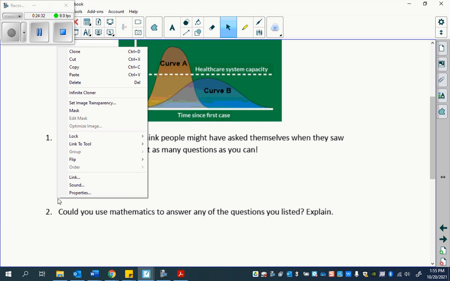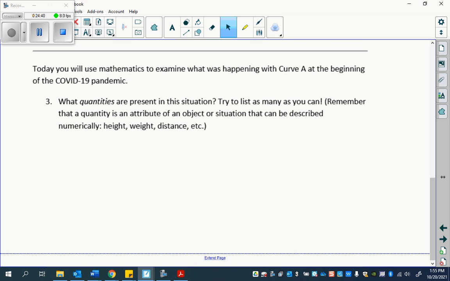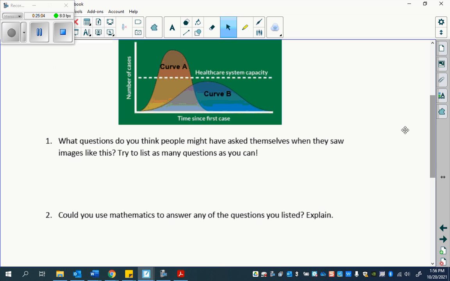Okay. So our next conversation comes from, we're going to use mathematics today to explain what was happening with curve A at the beginning of the COVID-19 pandemic. So let's go back up and look at curve A. What quantities are present in this situation? Try to list as many as you can. As a reminder, a quantity is an attribute of an object or situation that can be described. So what factors, what quantities do you think are represented in curve A with your group. Come up with at least 4. Marcus, set, go.